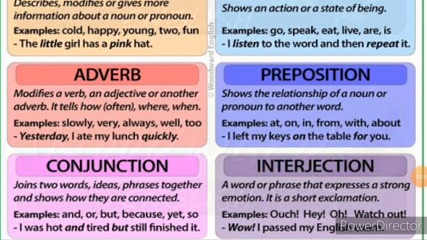Now look at the next one, children. Adverb. An adverb modifies a verb, an adjective or another adverb. Adverb means it modifies either a verb or an adjective or another adverb in a sentence. It tells how often, or where, or when the action has taken place. Look at the examples: slowly, very, always, well, too. These are the examples used as adverbs.